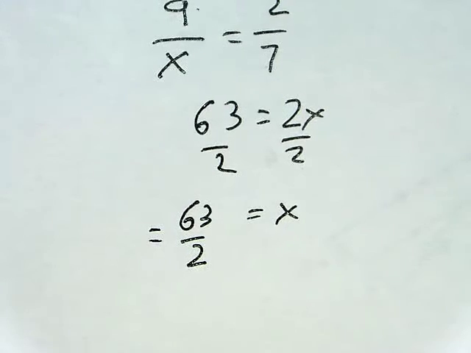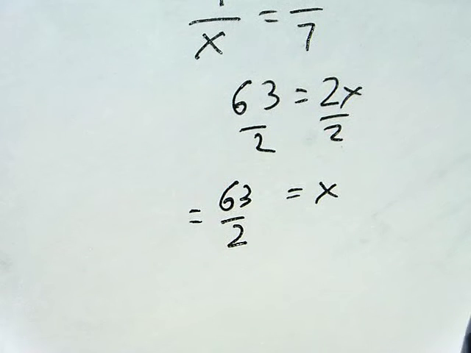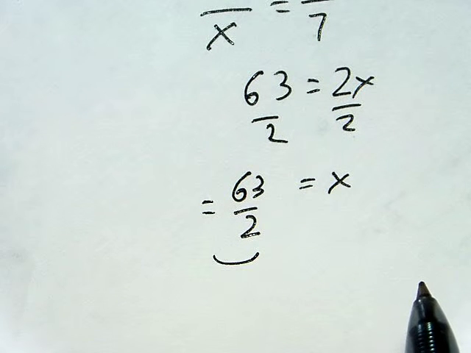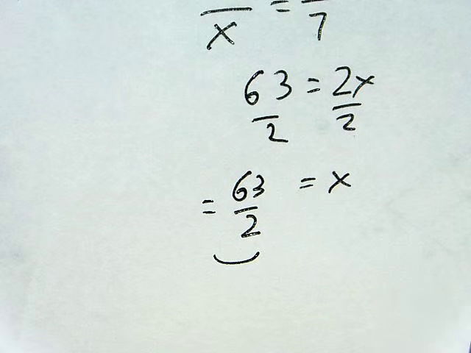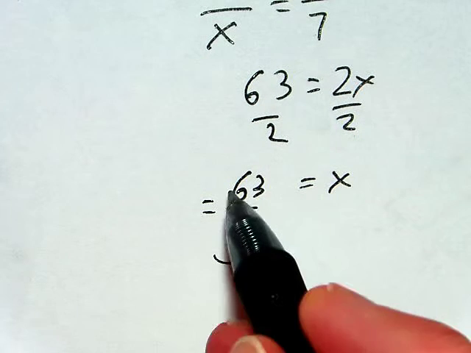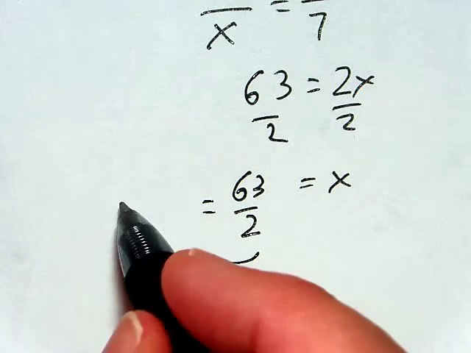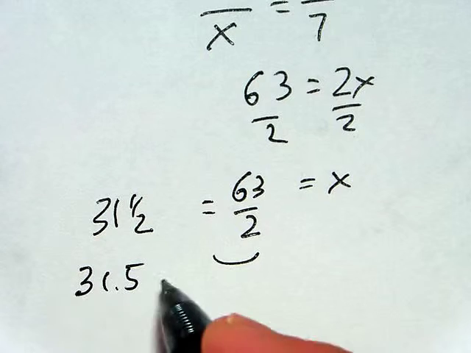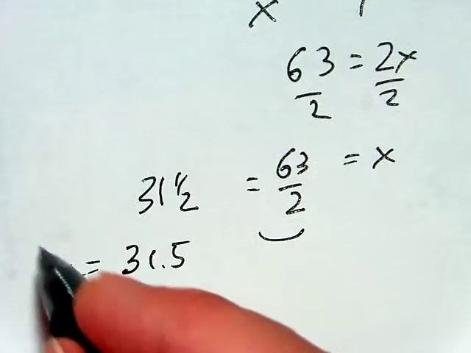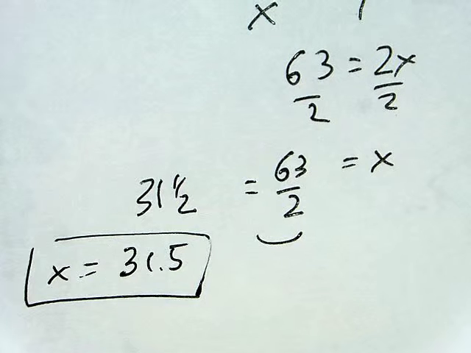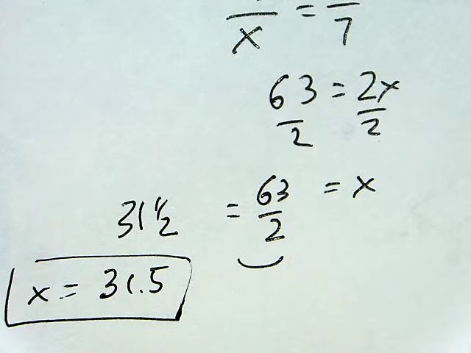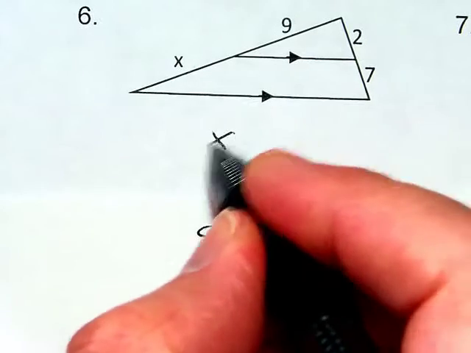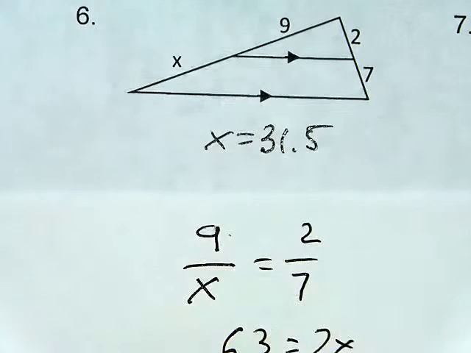But we usually want to write that as a mixed number, or we might want to write it as a decimal. As a mixed number it would be 31 1/2, or 31.5. So let's use the decimal form. So x equals 31.5 would be our answer. And let's go on to the next problem.